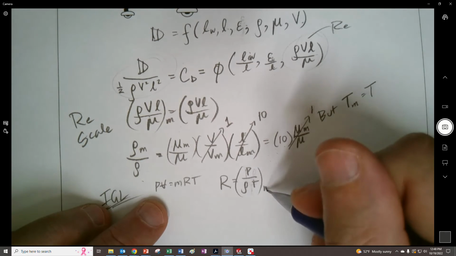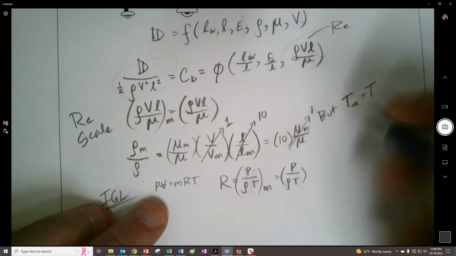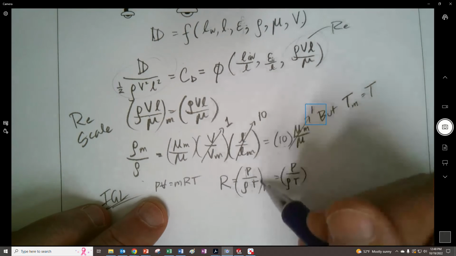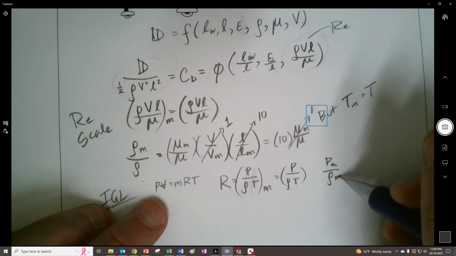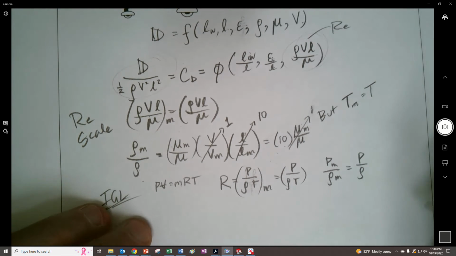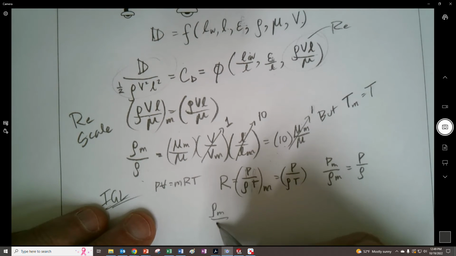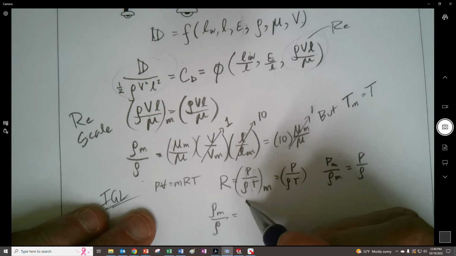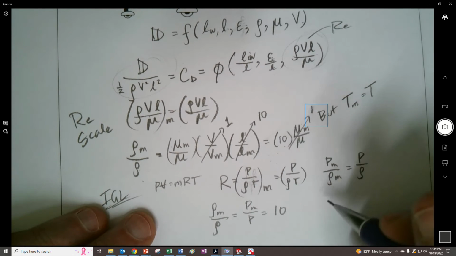So that means the model equal to the real thing, right? So here's the pressure right here. What we end up saying on here, we know the temperature is going to be equal to each other. So we have the pressure of the model divided by the density of the model equal to the pressure of the real thing divided by the density here. So rearranging this, we would say the density of the model divided by the density of the real thing is going to be equal to the pressure of the model divided by the pressure of the real thing, which we know to be equal to 10.